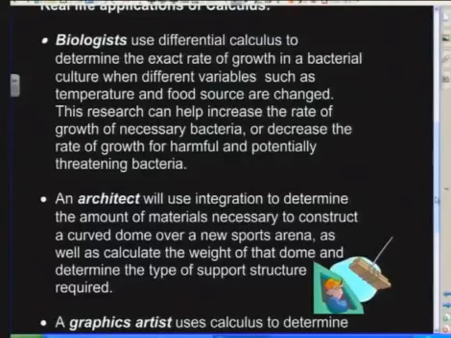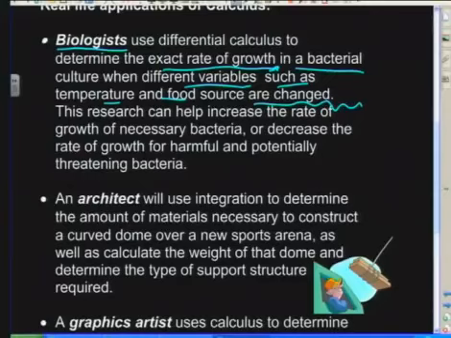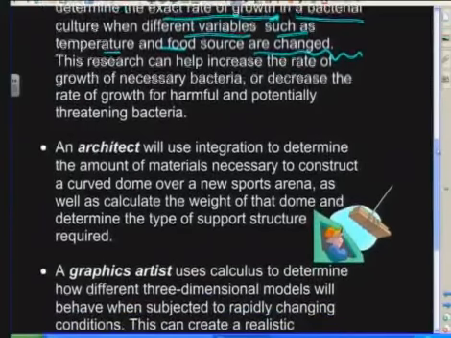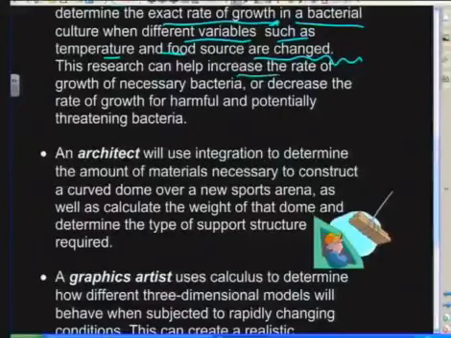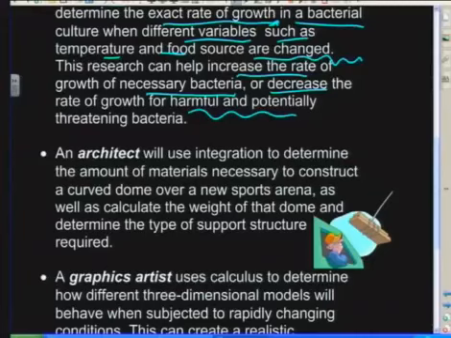Okay, one of the people that use calculus a lot are biologists, and they use calculus to determine the exact rate of growth. Remember I was saying we're talking about rates of change, motion, things are changing. So biologists would use it to find the exact rate of growth in a bacterial culture when different variables, such as temperature and food source, are changed. Okay, as soon as you see the word changes, you've got to start thinking calculus, okay? The research helps them increase the rate of growth of necessary bacteria, which is very important, or it will decrease the rate of growth for harmful and potentially threatening bacteria.